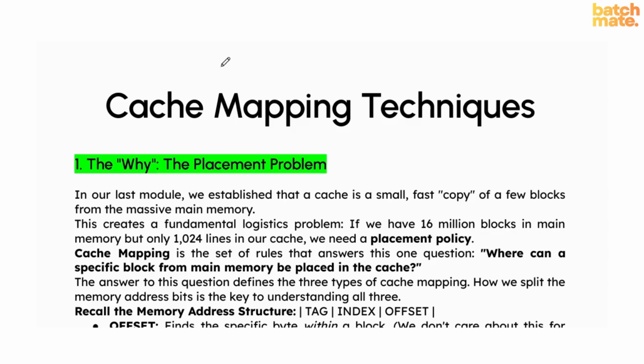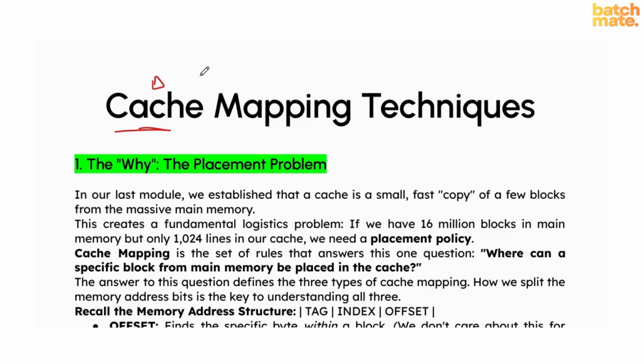Hello everyone, welcome back. In our last lecture, we established that cache memory is a small, high-speed component designed to hold copies of data from the massive main memory. However, this difference in size creates a fundamental operational problem. Imagine your main memory is a massive library with 16 million books, but your cache is a tiny backpack that can only hold 1024 books.